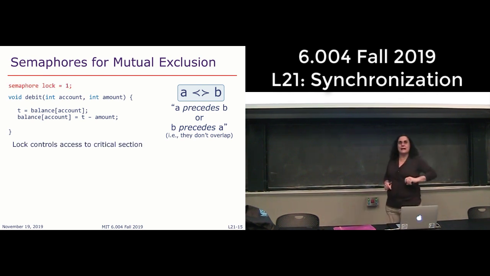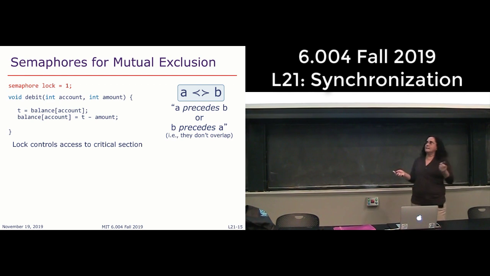The way that I do that is, again, with the use of a semaphore, but a slightly different use. Here I define, let's say, a lock, which locks this critical region, and I initialize that lock to 1.